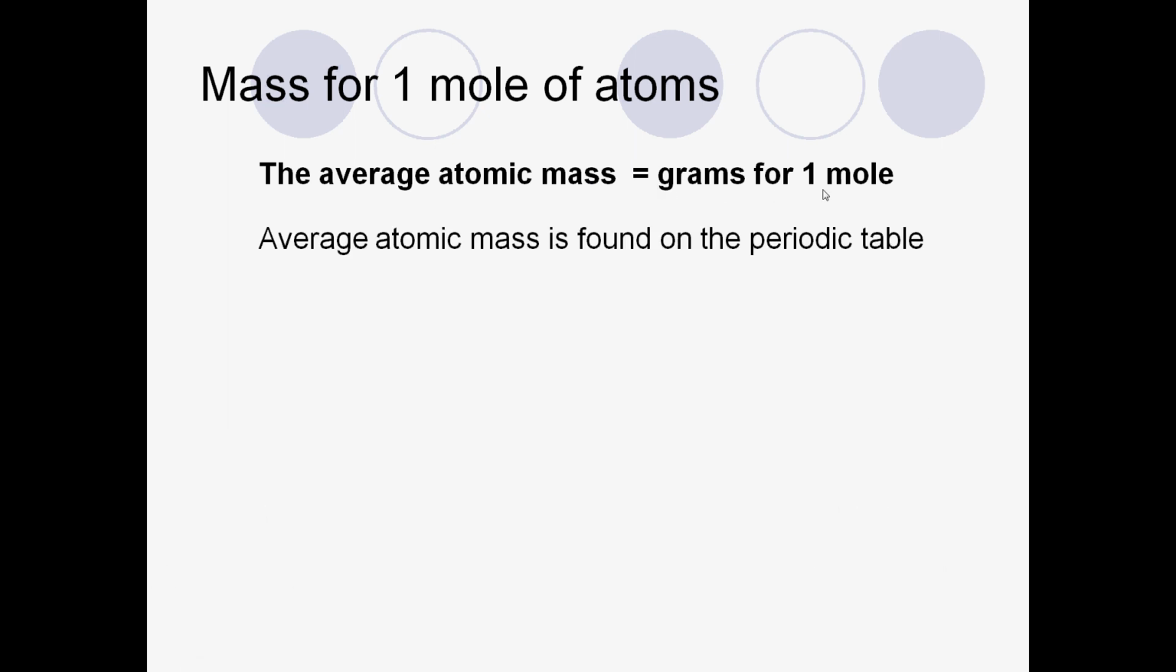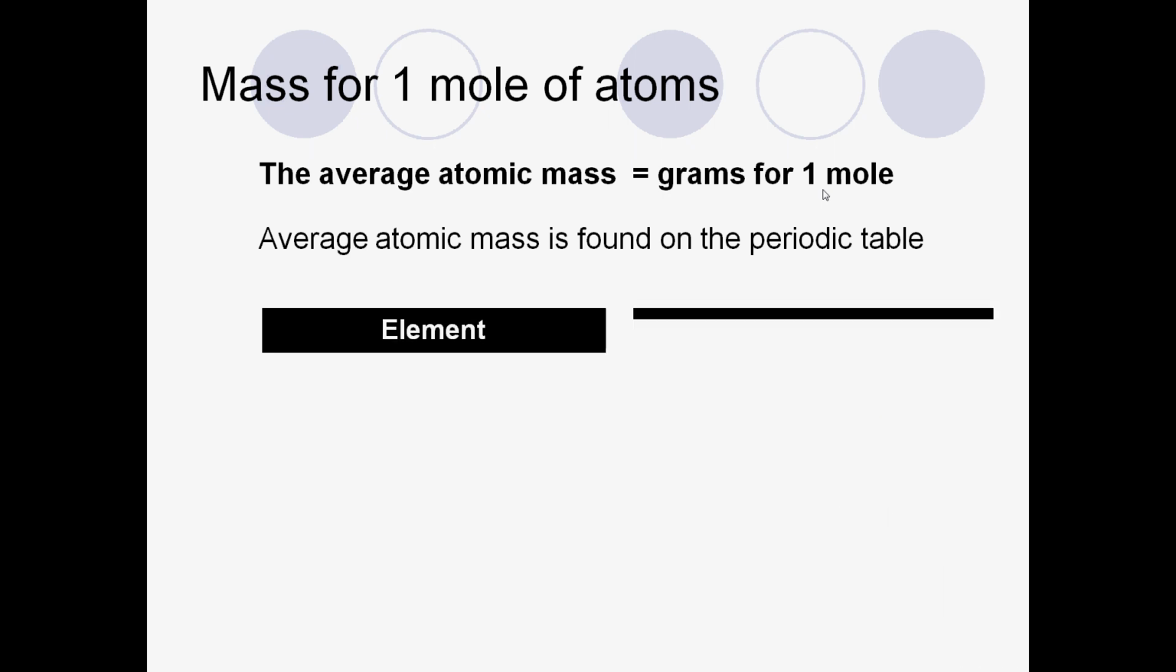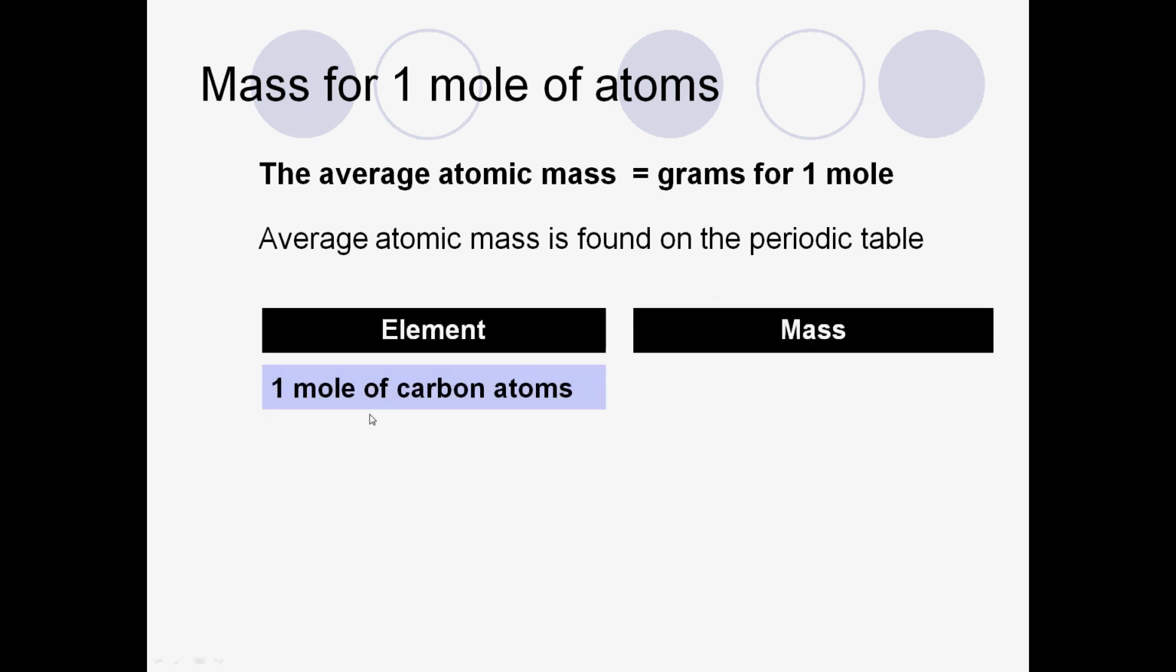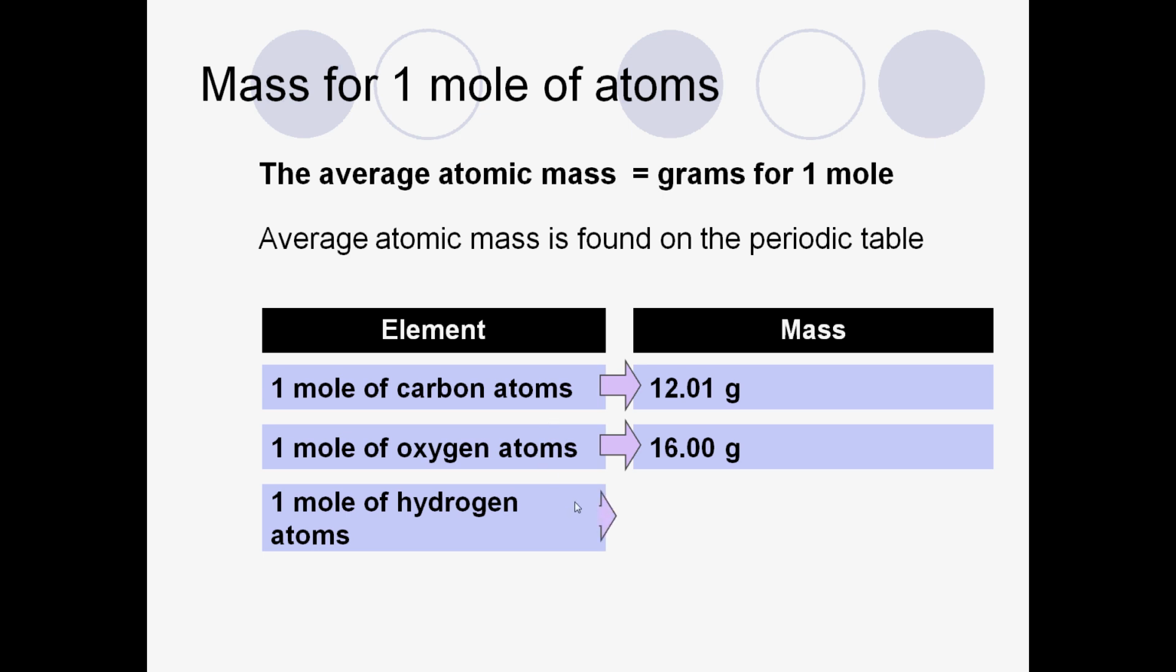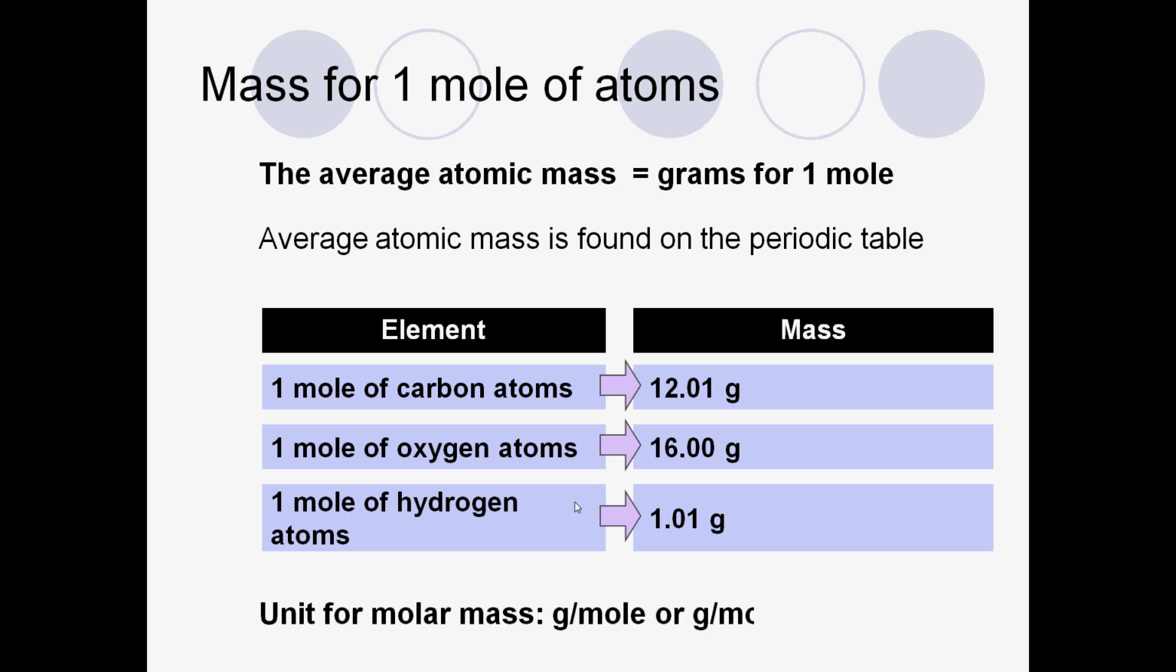and this is found directly on your periodic table. Okay, so if we have an element and we want to know the mass of 1 mole of carbon atoms, we look at the periodic table, we find C, and right next to it or underneath it we see 12.01 grams. So that would be the molar mass, the average mass of 1 mole of carbon atoms. For oxygen, we would look under oxygen and it's 15.99 or 16.00 grams.